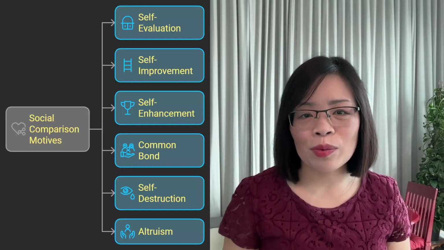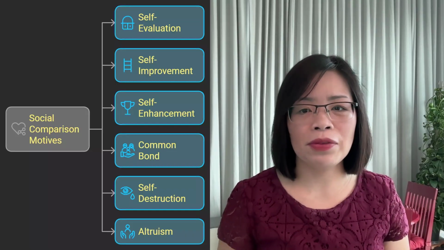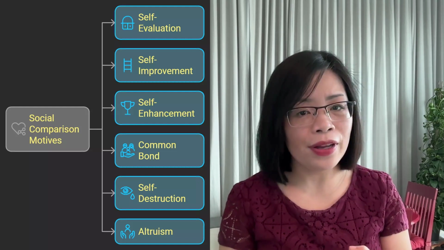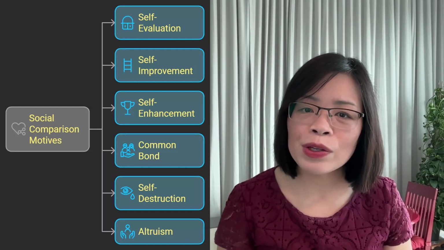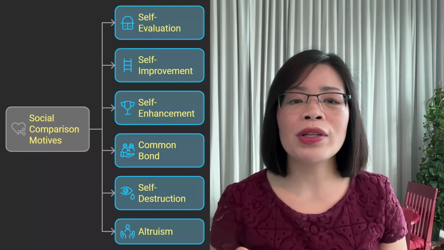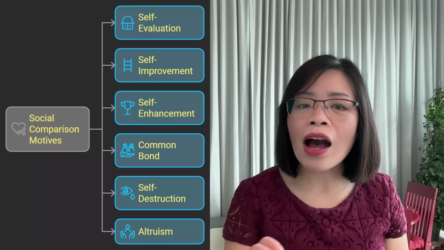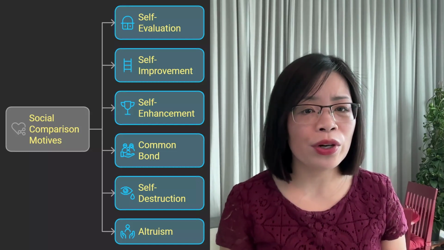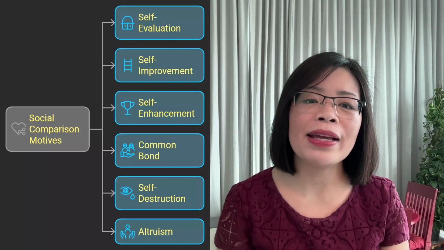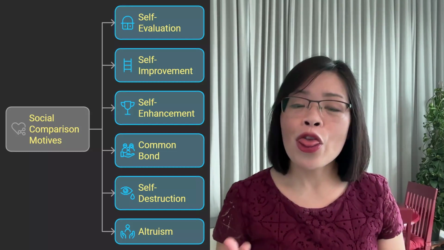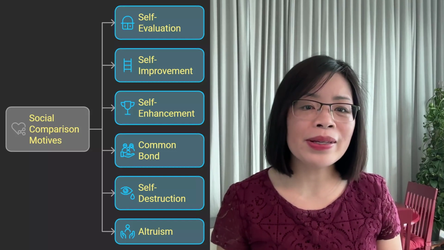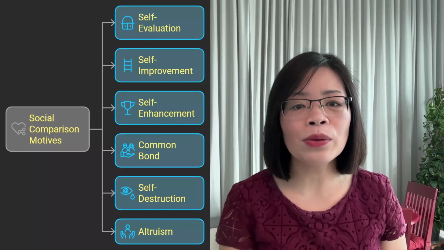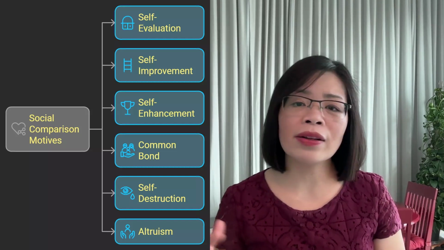In organizational research, the first three motives, self-evaluation, self-improvement, and self-enhancement, have received the most attention. However, the other motives can also play important roles in workplace dynamics. More importantly, those motives for social comparison are not mutually exclusive and can shift based on the context.